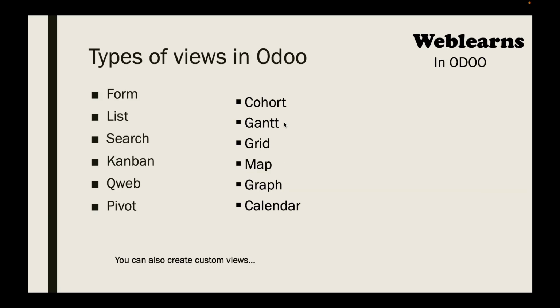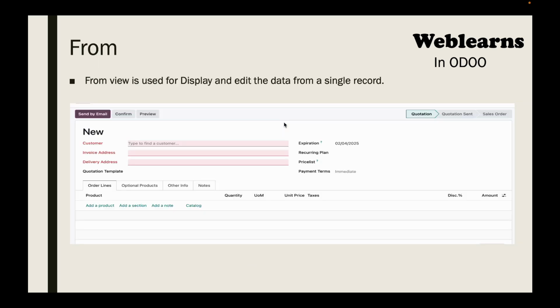So you can see those are the list of views available in Odoo. Some views are already available in the community version and a few views are available in the enterprise version. Keep in mind, if you are using only the community Odoo, you can see only a few of the views. But if you want to use the grid view, map view, cohort view, or Gantt view, those are available in the enterprise version. So let me clear this first so you will not be confused.